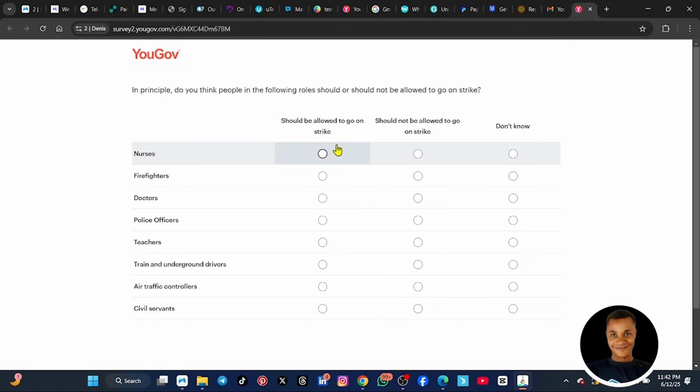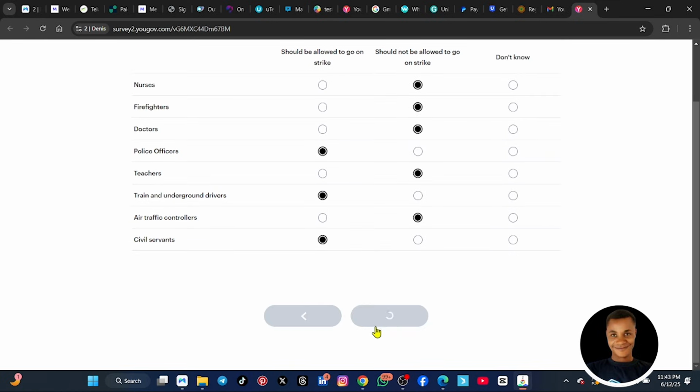Nurses should not go on strike. They should not be allowed. Firefighters should not go on strike. Doctors should not go on strike. Police officers, they can go on strike. Teachers, no, cannot go on strike. Train and underground drivers, they can go on strike. Air traffic controllers, they shouldn't go on strike. Civil servants, they can go on strike. And then I click on continue.